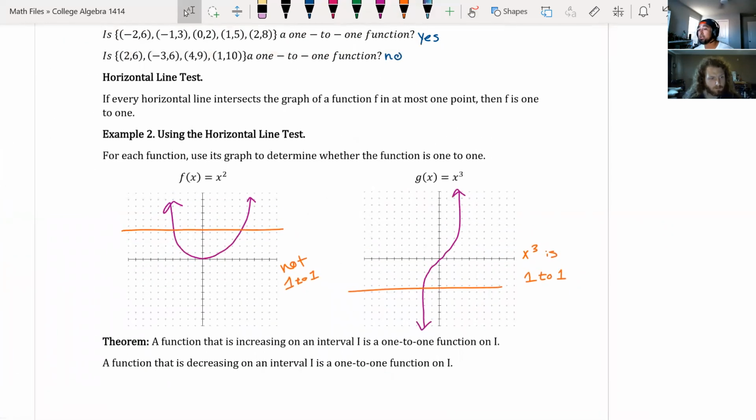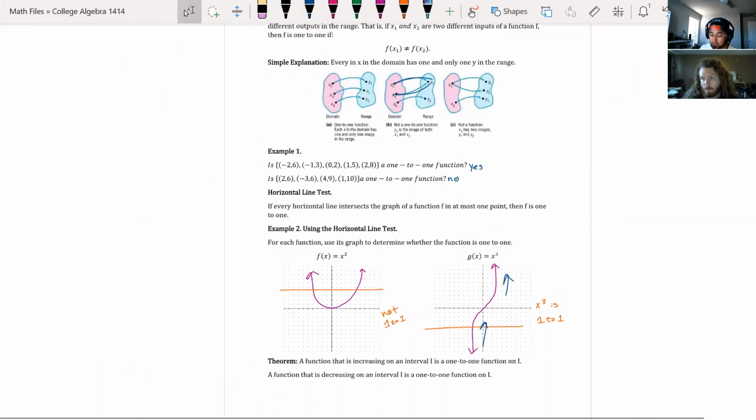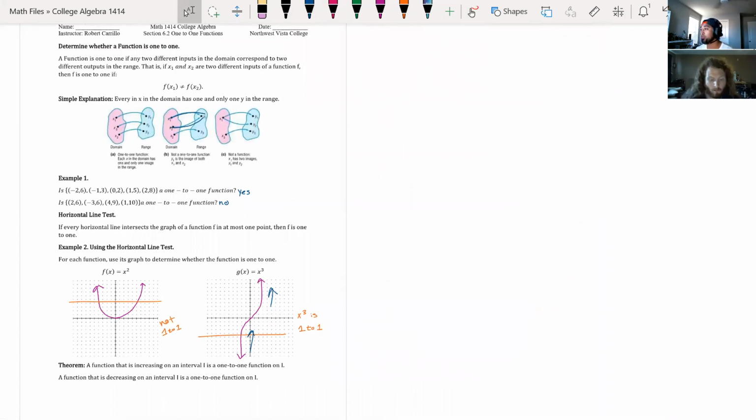Small little theorem here. It says that a function that is increasing on some interval I is a one-to-one function. What that means is that if you have an all increasing function, then it will be a one-to-one function, such as x cubed. X cubed is an all increasing function. If it's an all increasing function, or if it's an all decreasing function, then that will be a one-to-one function. So that's what we're dealing with right now, one-to-one functions. Any questions on this page?